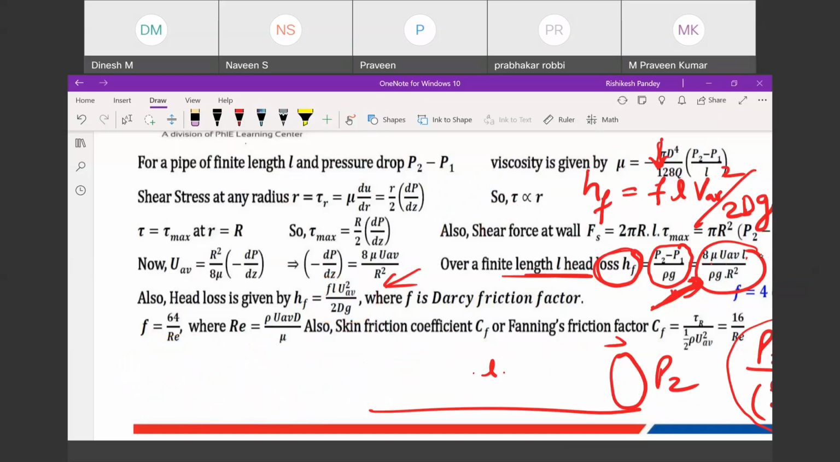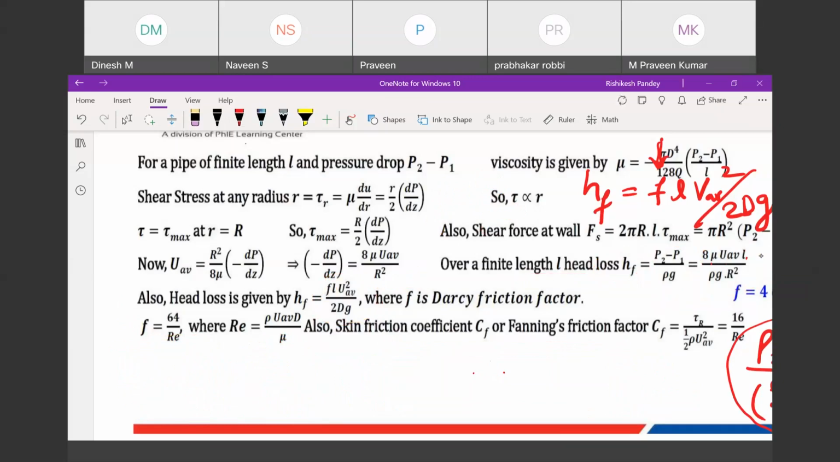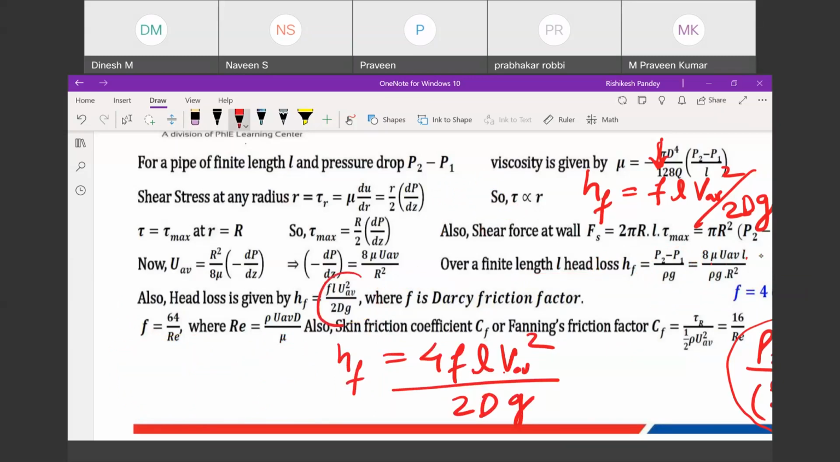Now, as Naveen asked in the last lecture, sometimes you will see this equation also: HF equals 4F V average square by 2 dg. You may have seen this also. Here I am writing FLV square by 2 dg. But in some books you will find 4 FLV square by 2 dg. Have you seen it like this?